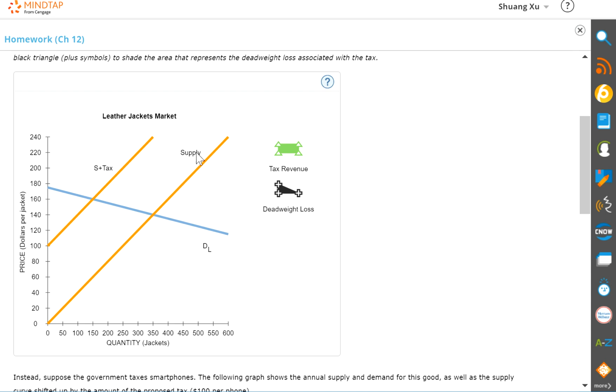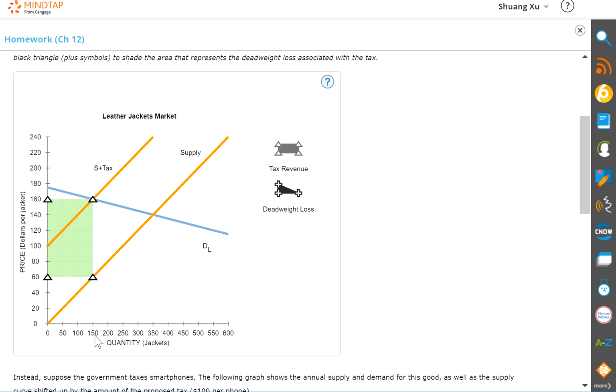So to see the tax revenue, it will be below the price for buyers, so the buyer price is right here, 160, above the price for sellers, 60, and then up to our quantity at 150.